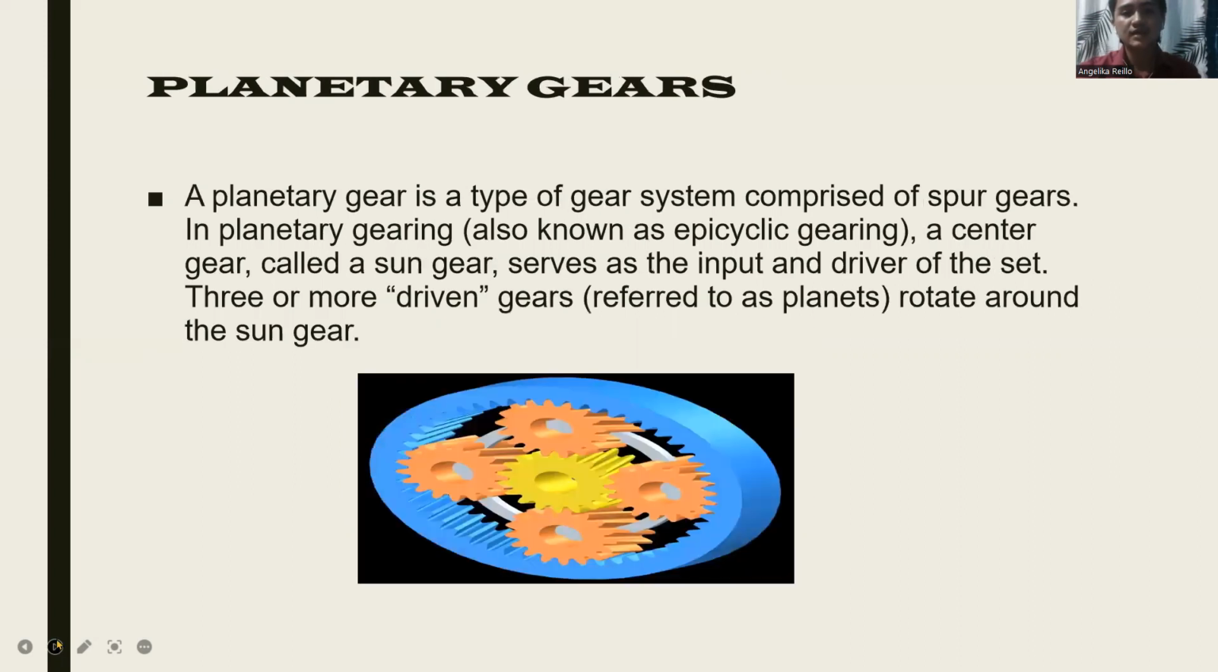Planetary gears. A planetary gear is a type of gear system comprised of spur gears in planetary gearing, also known as epicyclic gearing. A center gear, called a sun gear, serves as the input and driver of the ship. Three or more driving gears, referred to as planets, rotate around the sun gear.